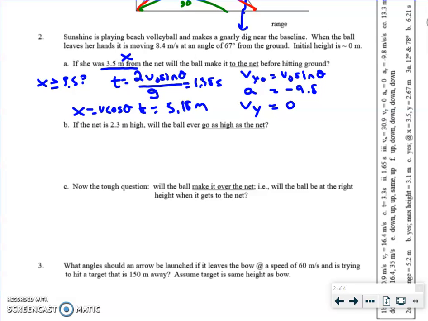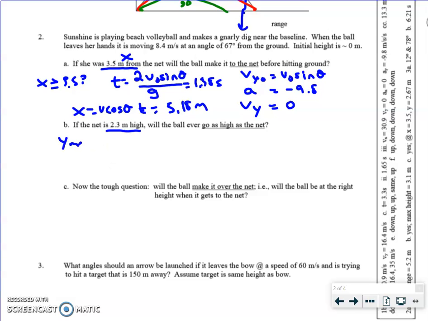Now the next question: will it be high enough to go over the net when it gets there? So we need to know how high the net is. So what we want to find out is what's the height at x equals 3.5 meters. Oh, I'm sorry. Will it ever go as high as the net? It can't make it over the net if it never goes as high as the net. So I take that back. I just need to find the maximum height.